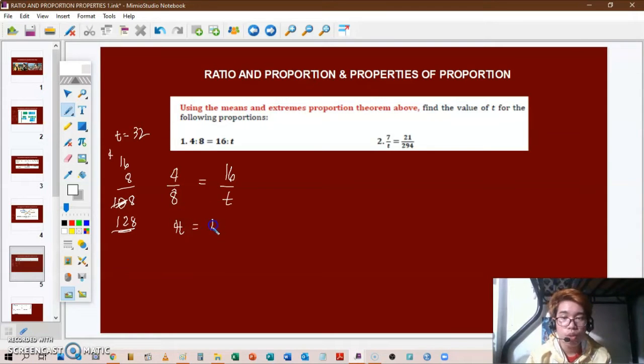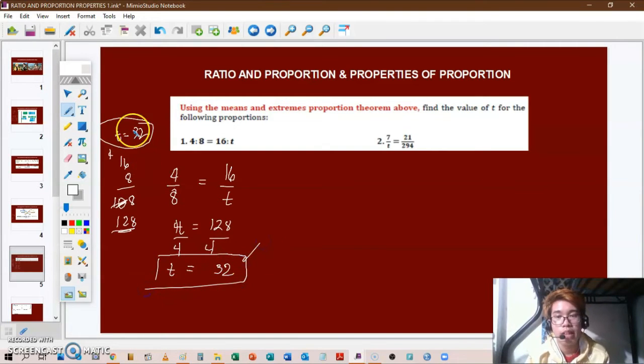So 4T is equal to 128 divided by 4 for both sides. So therefore, the value of T is equal to 32. Okay, so there you go. So our initial assumption and our computed answer both match each other.